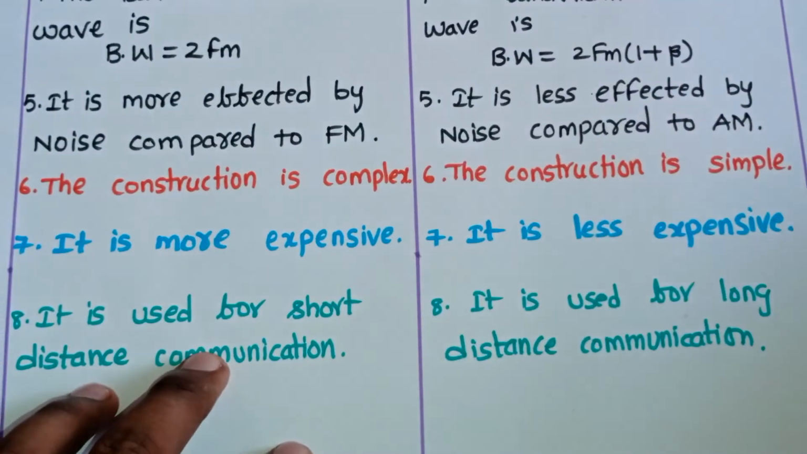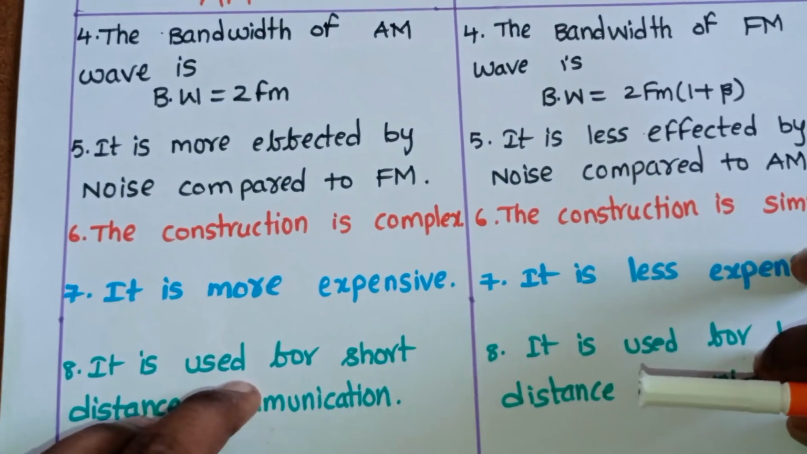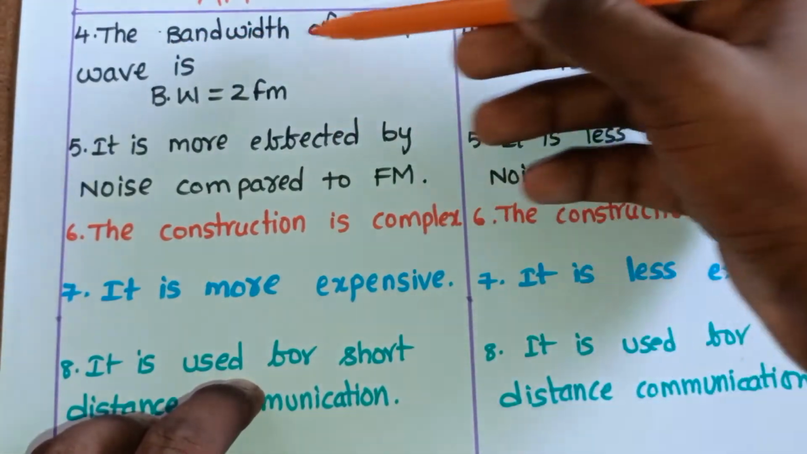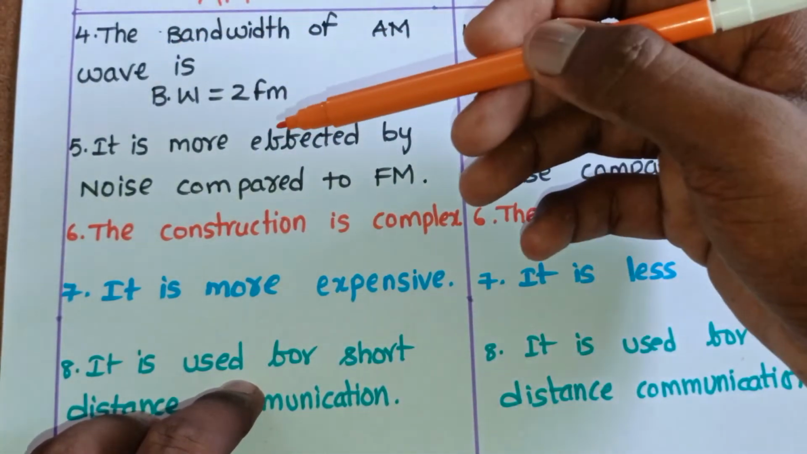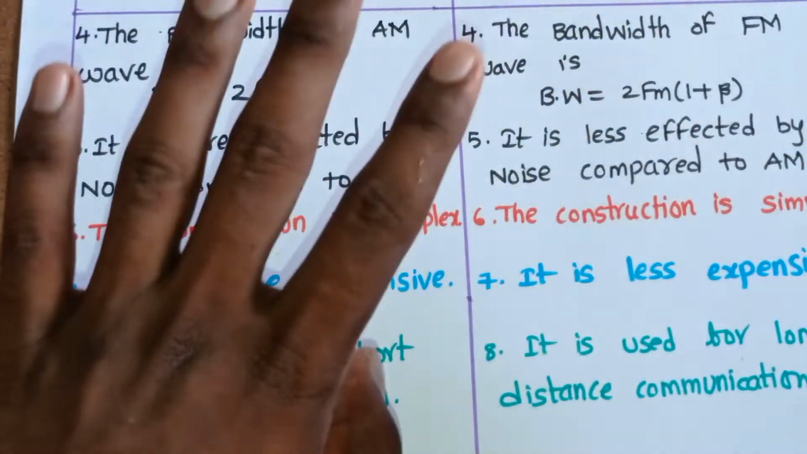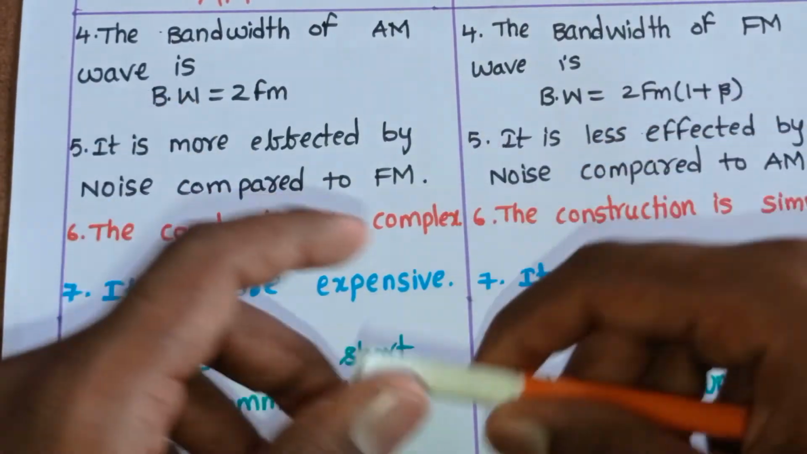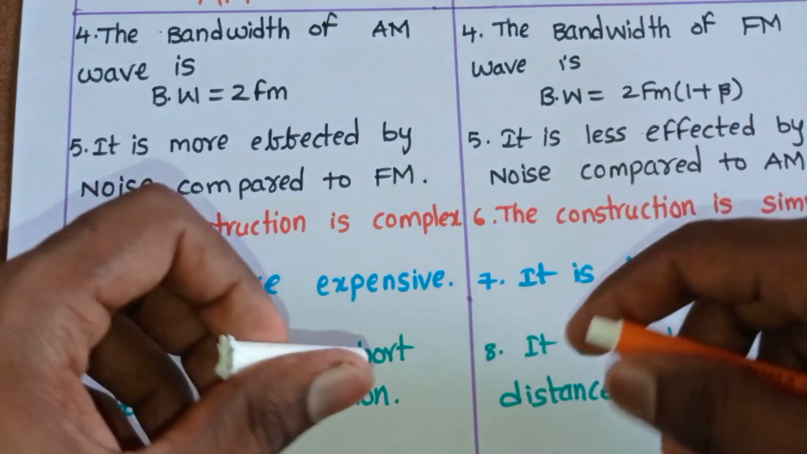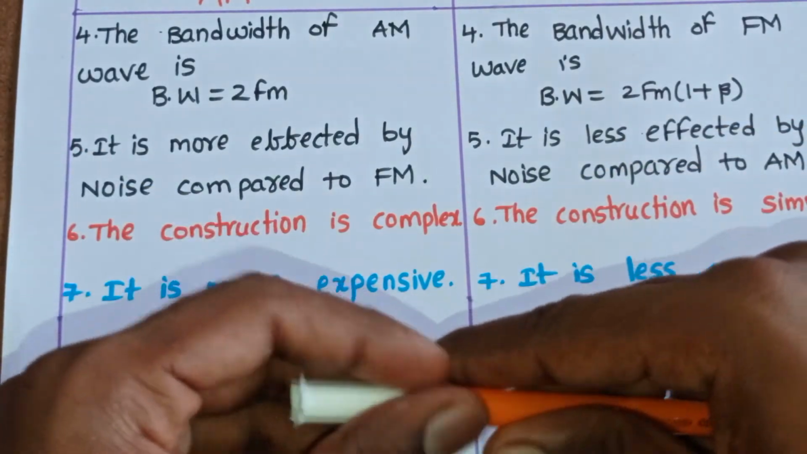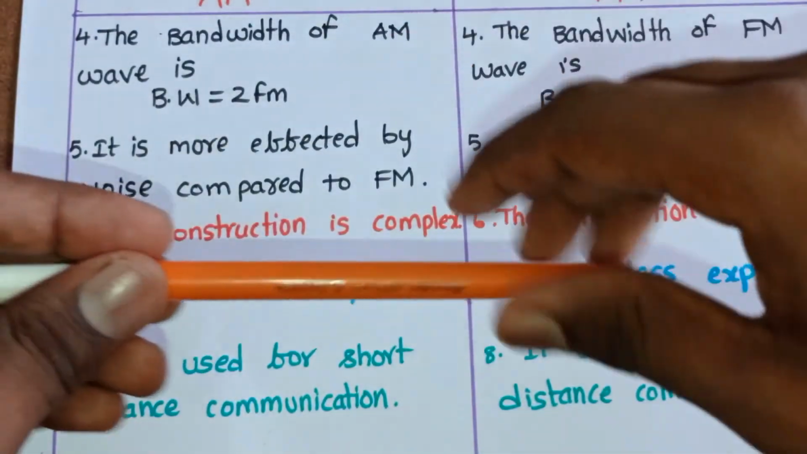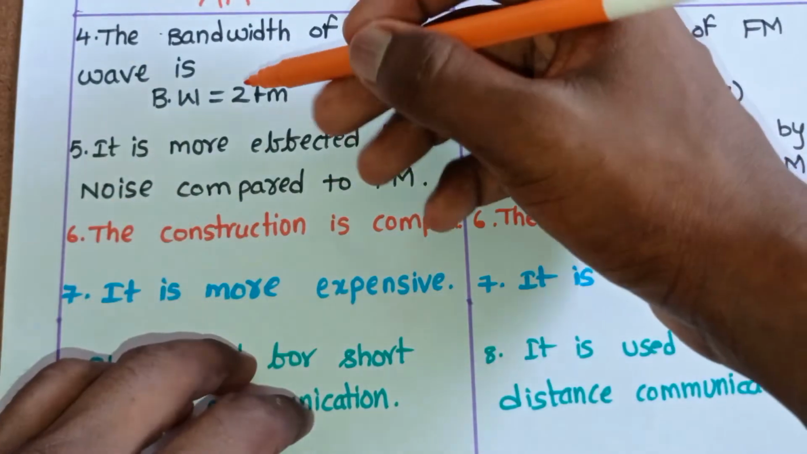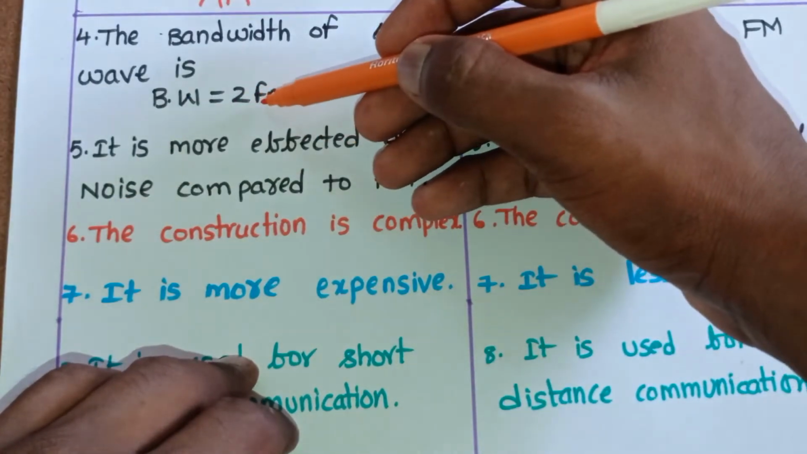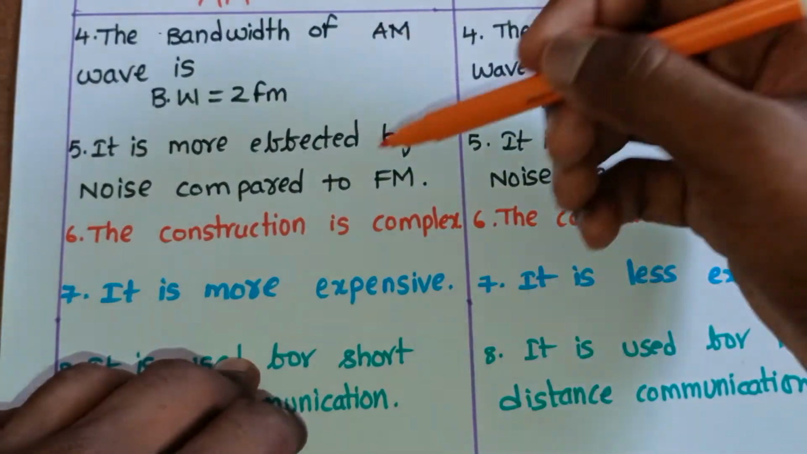Now coming to some more differences, that is the bandwidth. We know there are four types of AM waves: standard amplitude modulation, DSBSC, SSBSC, and vestigial sideband. Here we consider standard amplitude modulation. In standard amplitude modulation the bandwidth is equal to 2 times the frequency of the message signal.